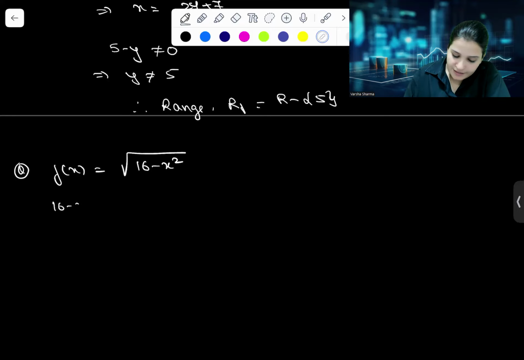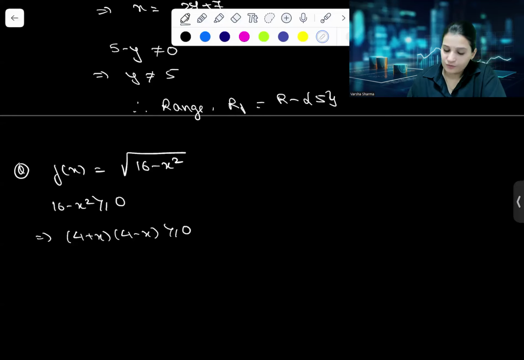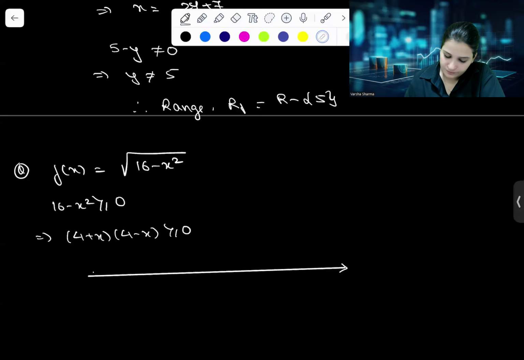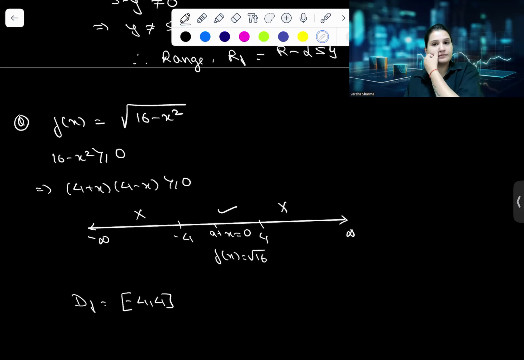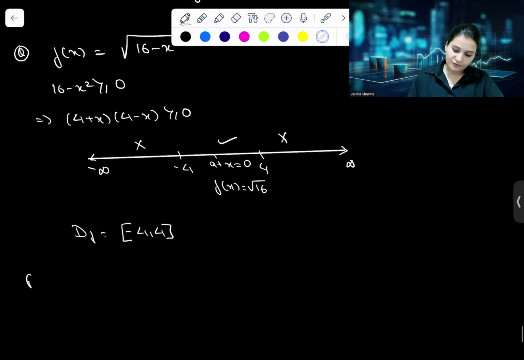Yes, ma'am. So 16 minus x squared should be more than or equal to 0. 4 plus x, 4 minus x more than or equal to 0. Number line, minus 4 and plus 4. If I take x equals 0, in the function I'll get root 16. So domain of f will be minus 4 to 4. Both the numbers are allowed, so square bracket.